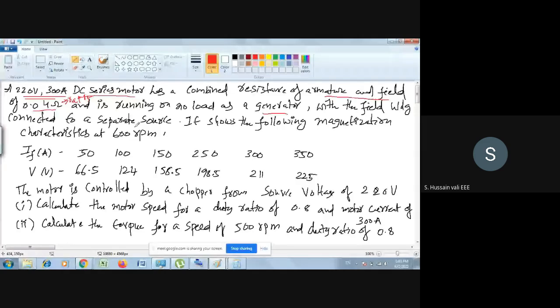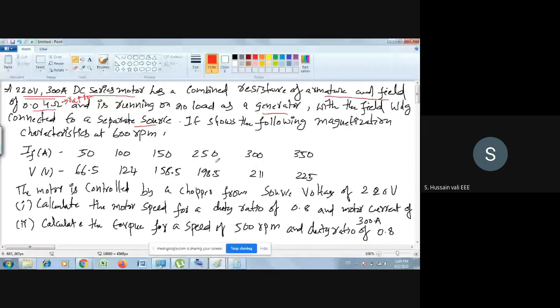How do you run a DC series machine as a generator? This is the procedure: you have to excite the field from a separate source. Then we can run it as a generator. We might have seen that in case of the DC machines. So we will not discuss more about that. What you understood here is that the DC series motor, which is having these ratings, is now running as a generator. That's it.